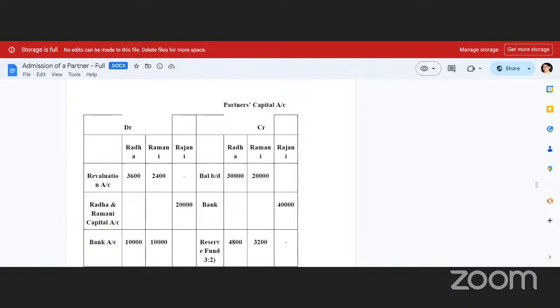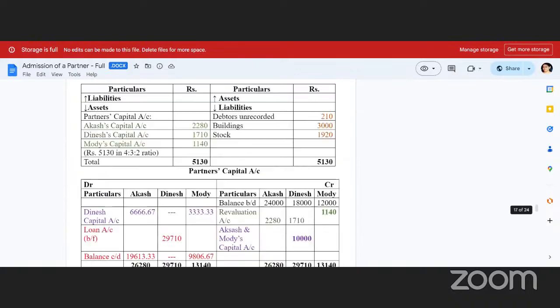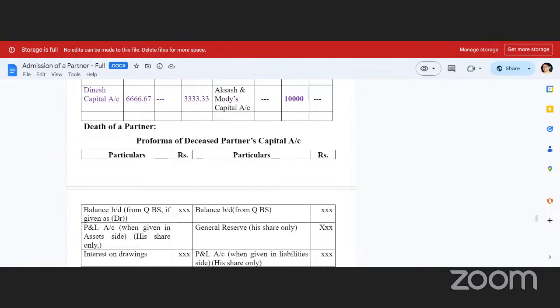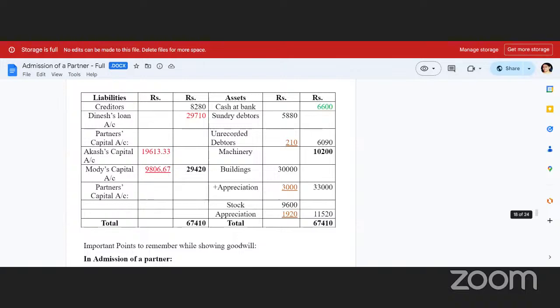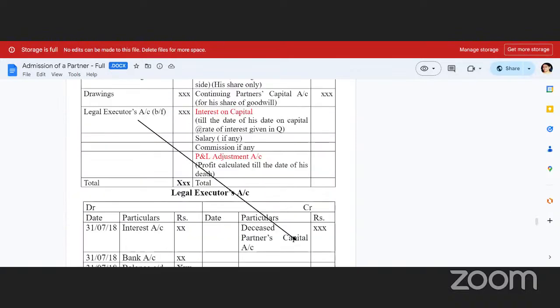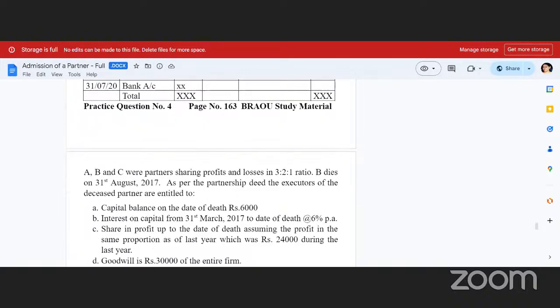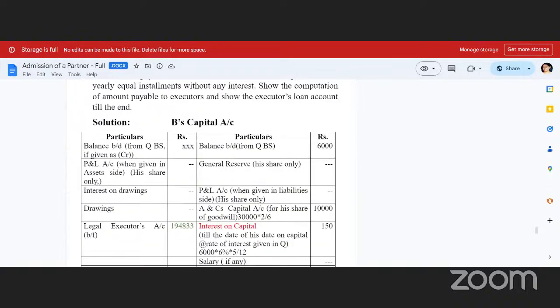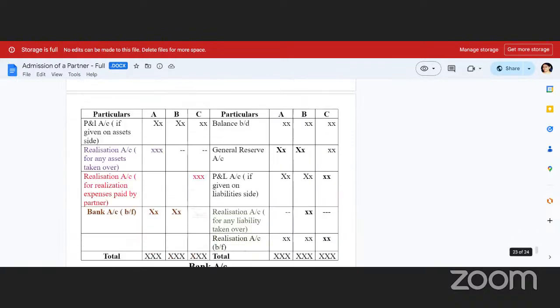What you people should practice is the admission of a partner topic. Okay, I'll share this document with you. Yes, a good number of questions are there. But in this, you also have retirement, dissolution, everything. So next time in class, please take the printouts. We will do retirement, retirement or death of a partner, and dissolution of the firm also, so that it will be easy.